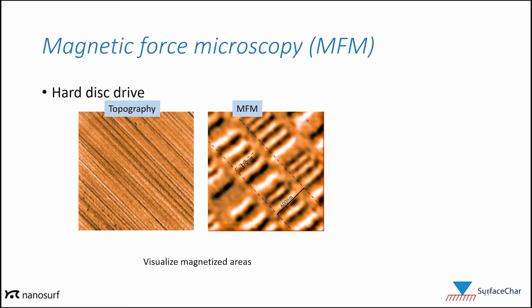This image here is an MFM phase image of a hard disk drive. Here we have the topography showing the tracks, while the MFM image shows the magnetized domains with magnetization reversal, where white represents repulsive forces and black represents attractive forces.